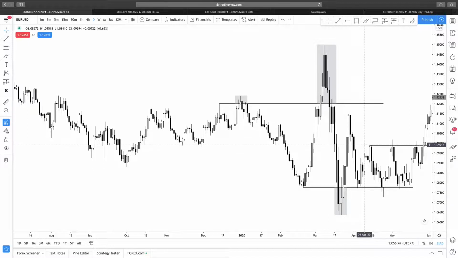Okay, so we now have resistance, support. We have a little range formed. Market breaks out.